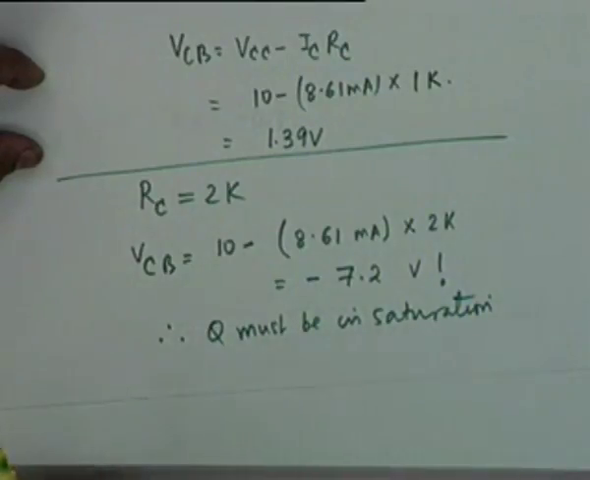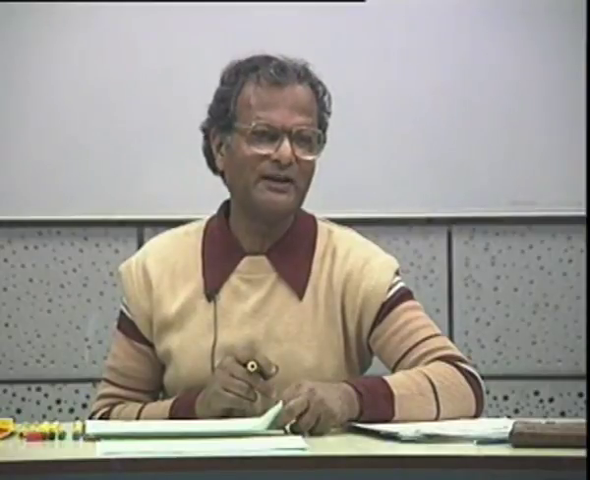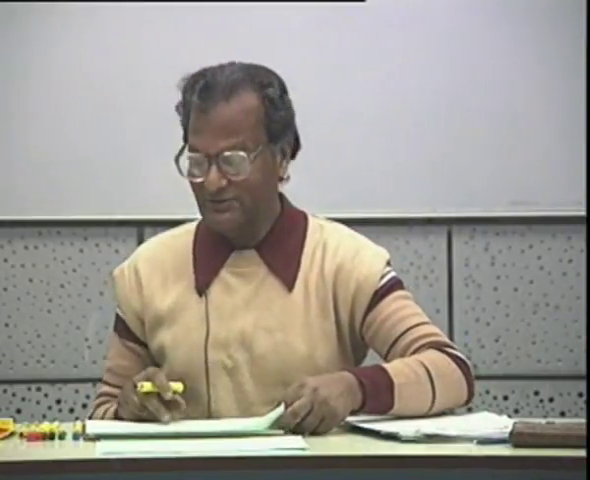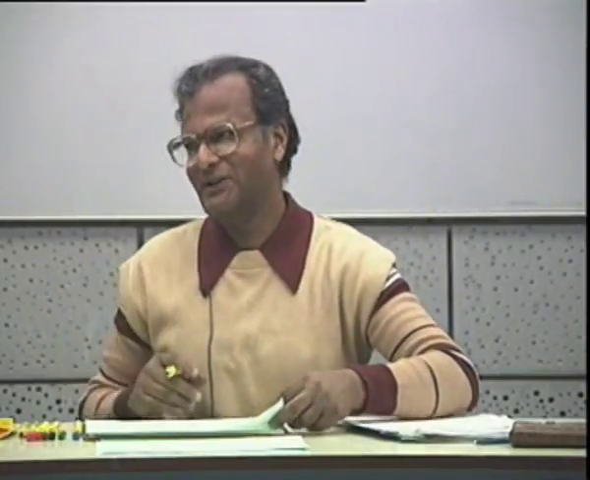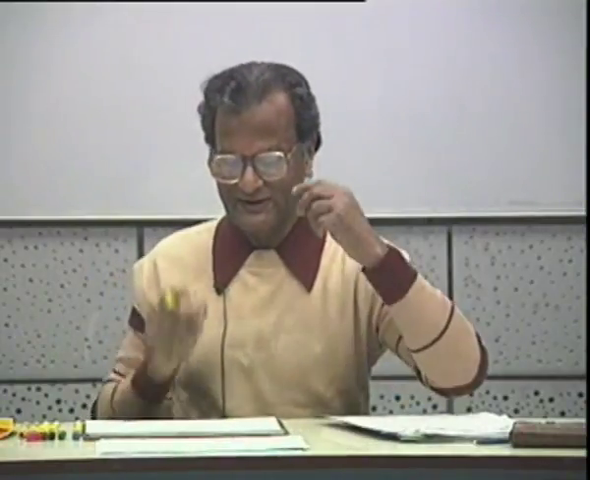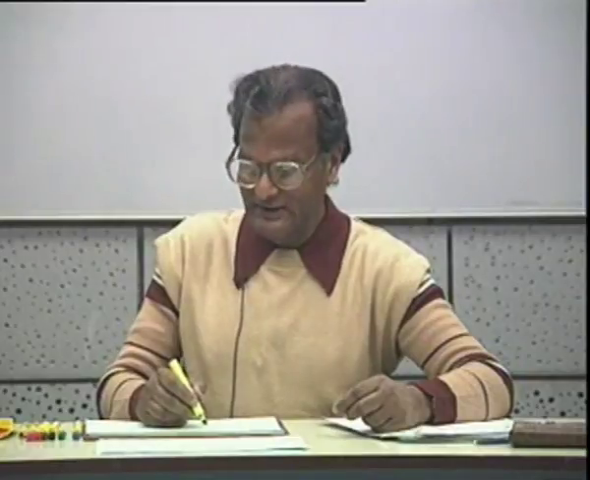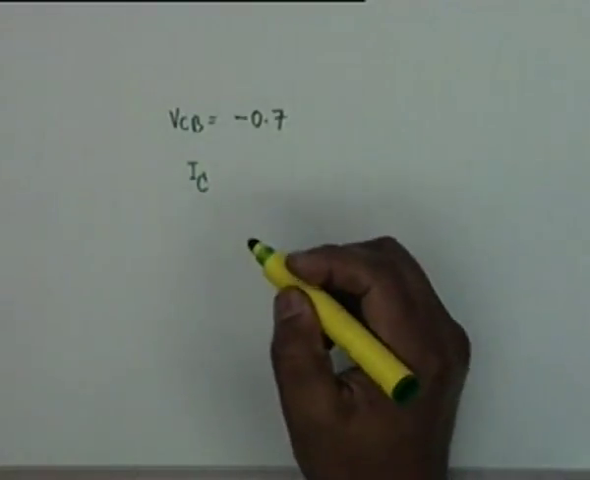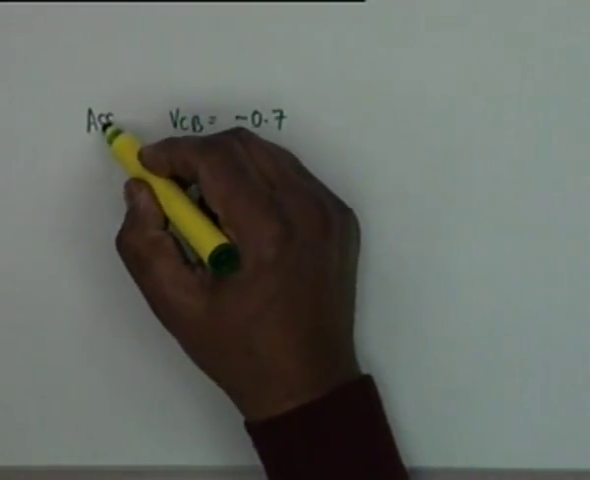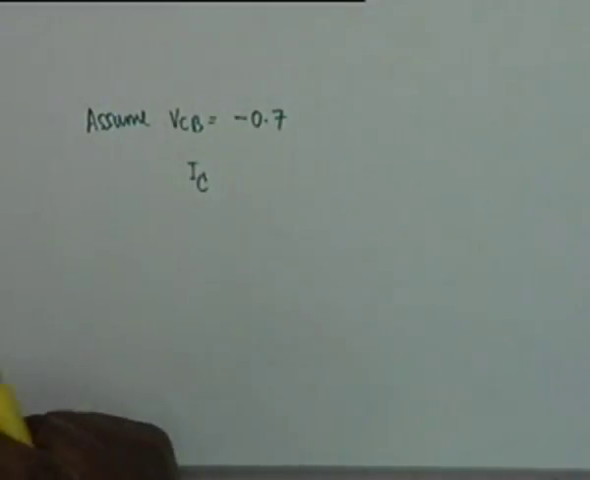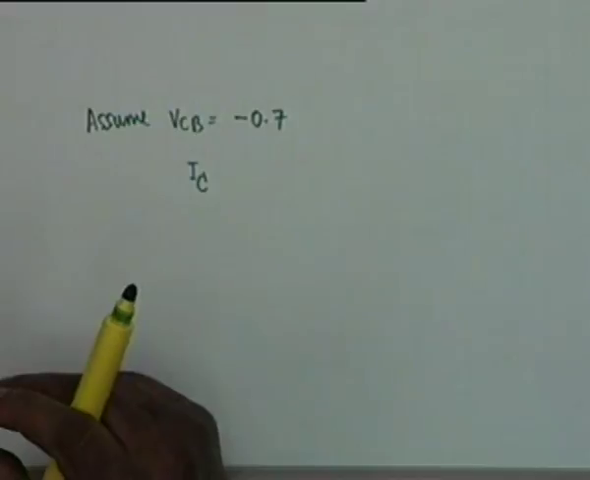We don't use capital T. Why not? T is used for absolute temperature. But then Q is also used for something else, but traditionally this is gone in. So VCB is minus 0.7. If that is so, then I sub C, this is an assumption. You could assume 0.8 or 0.6 also, because it varies from transistor to transistor.